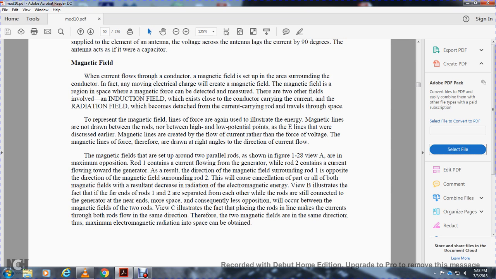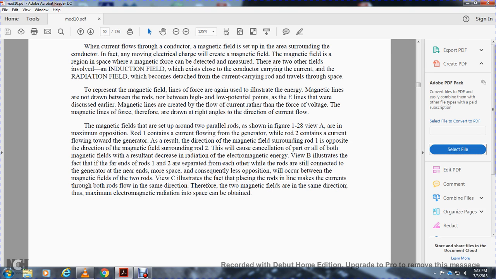as the E lines were discovered earlier. Magnetic lines are created by the flow of the current rather than the force of the voltage. The magnetic lines of force, therefore, are drawn at a right angle to the direction of the current flow. Magnetic lines are set up around the two parallel rods shown in figure 128 view A. There is maximum opposition: the current flow in rod 1 is opposite to that in rod 2, so the direction of the magnetic field surrounding rod 1 is opposite to the direction of the magnetic field surrounding rod 2.